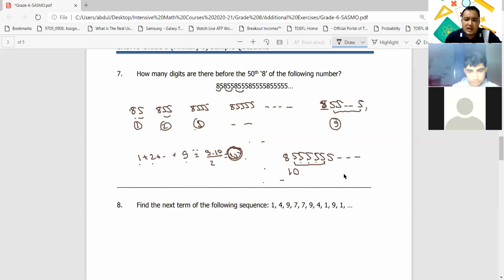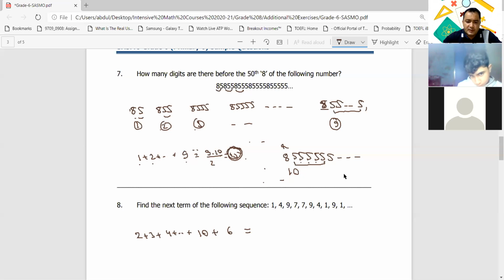So the question is, how many digits? In the first one, we have 2. In the second one, we have 3. In the third one, and so on. So let me just write here. In the first one, we have 2 plus 3 plus 4 plus... In the 9th one, we have 10 plus... In the last one, how many do we have? 1 eight and 5 fives. So here we have 6.